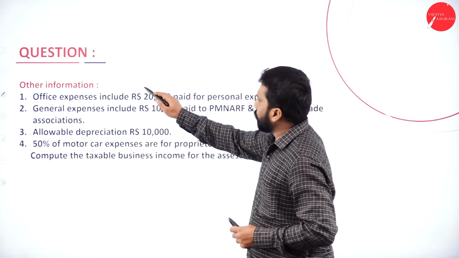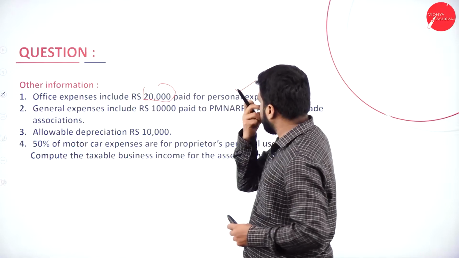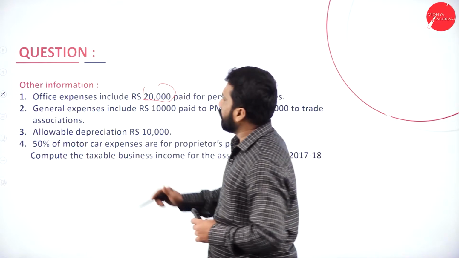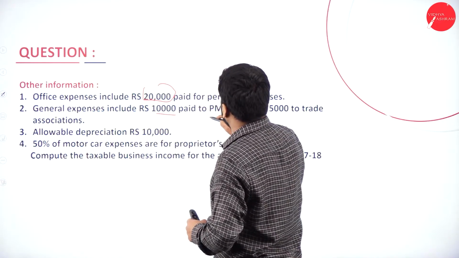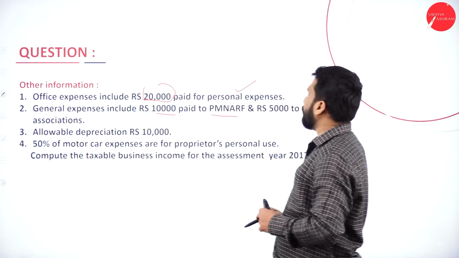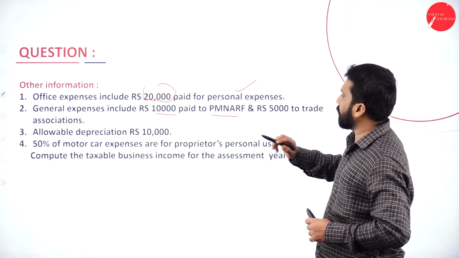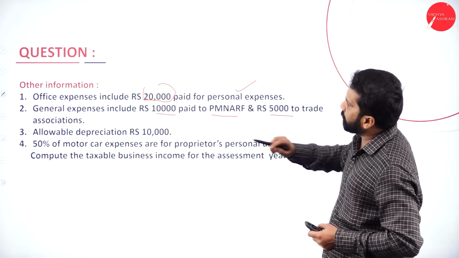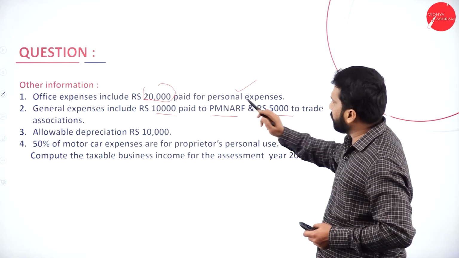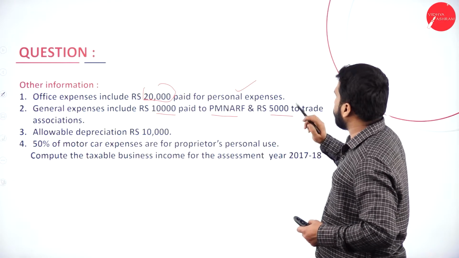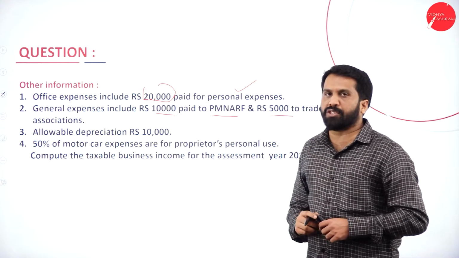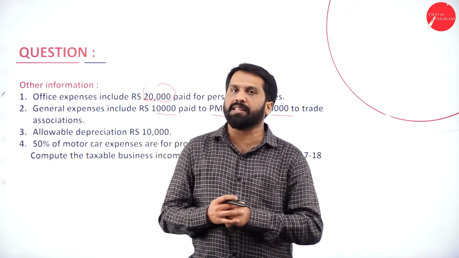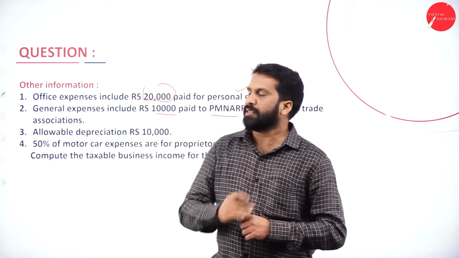Office expenses include 20,000 paid for personal expenses. See, out of this, 20,000 is paid for personal. Next, general expenses include 10,000 paid for the Prime Minister National Earthquake Relief Fund. So this is also personal. And 5,000 to trade association. If it is a trade association, that is a part of the business. But if it is a national relief fund and all, it is not part of the business.